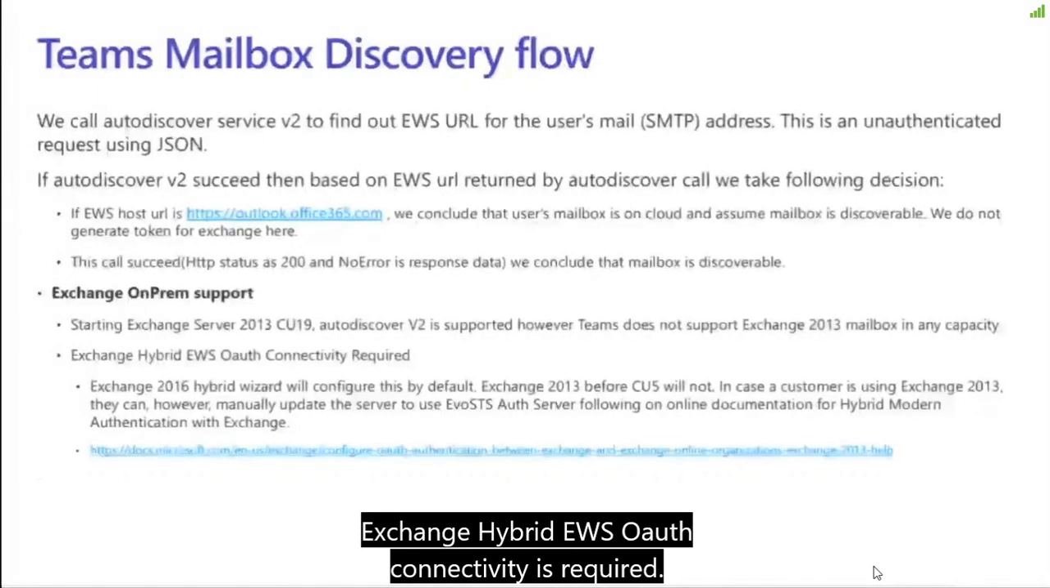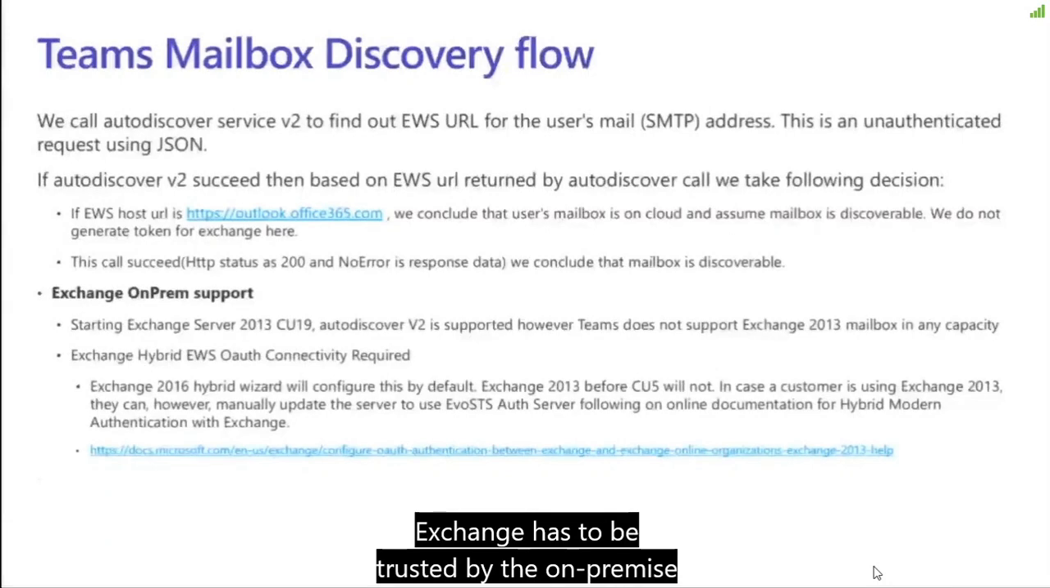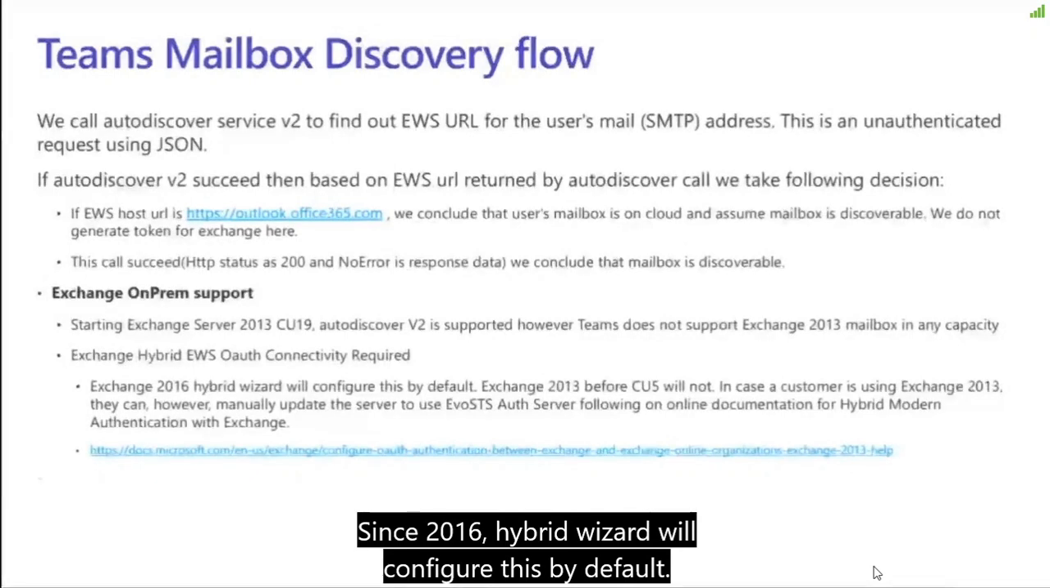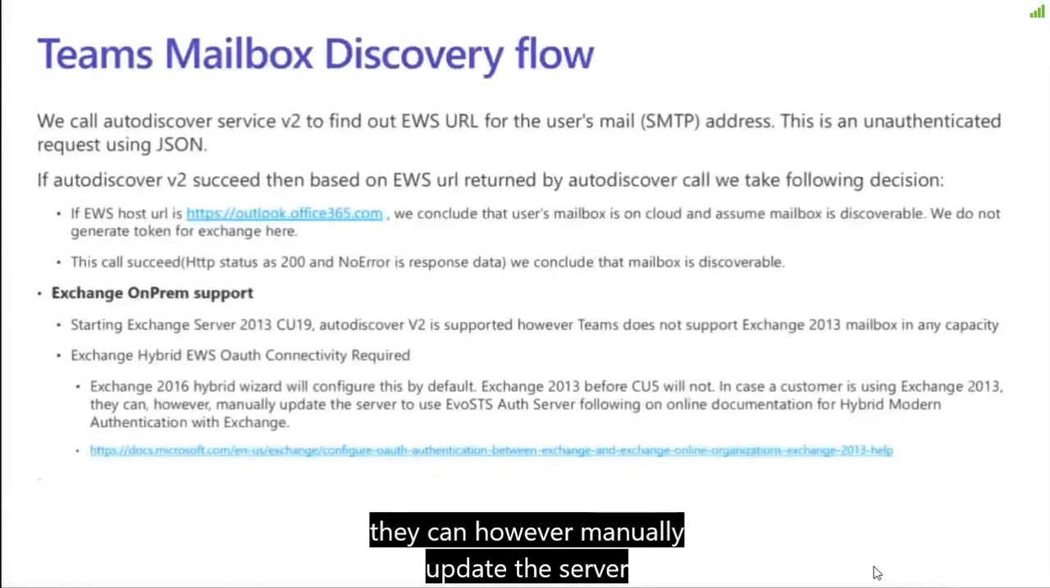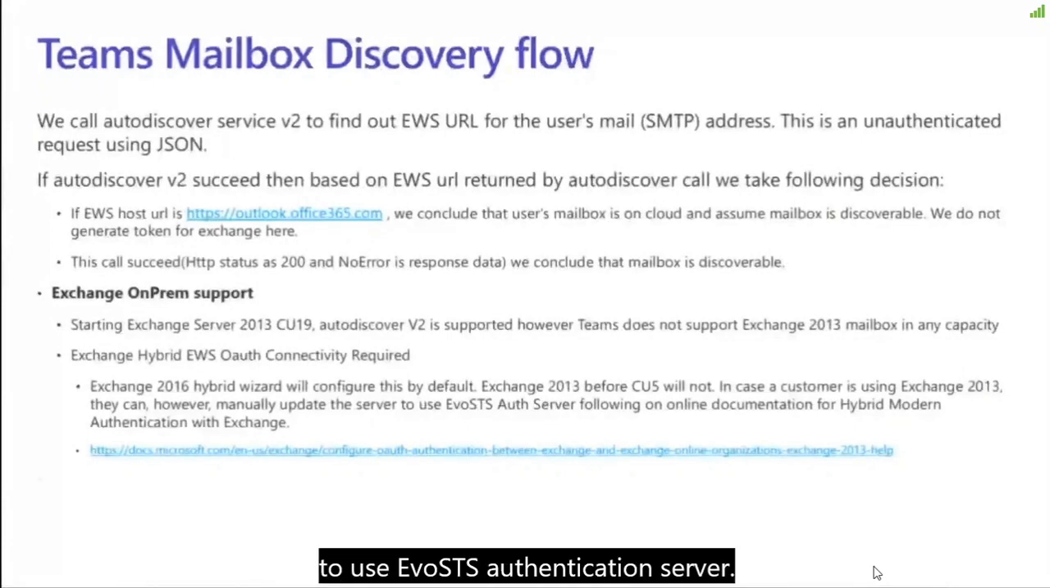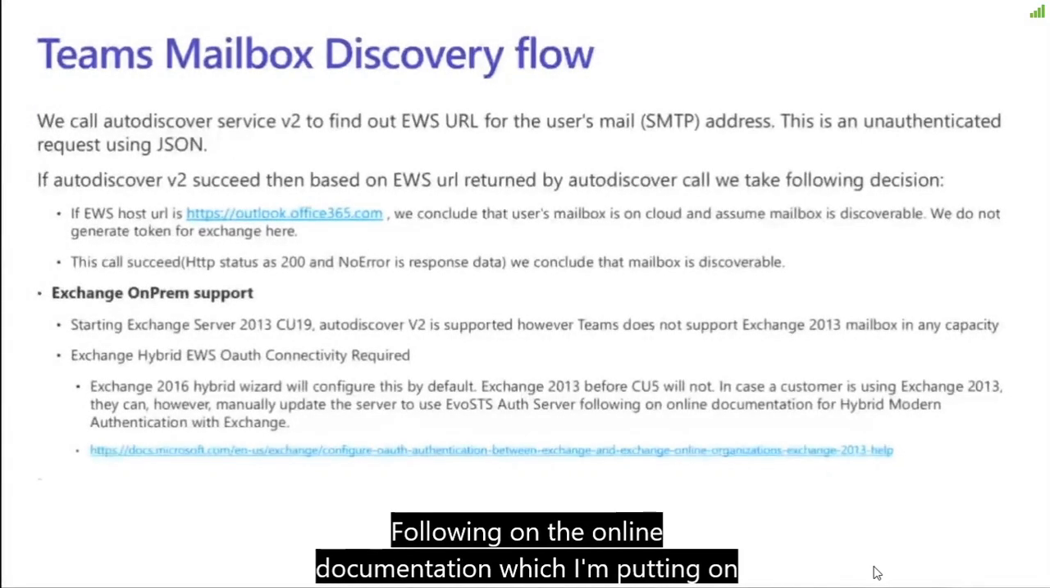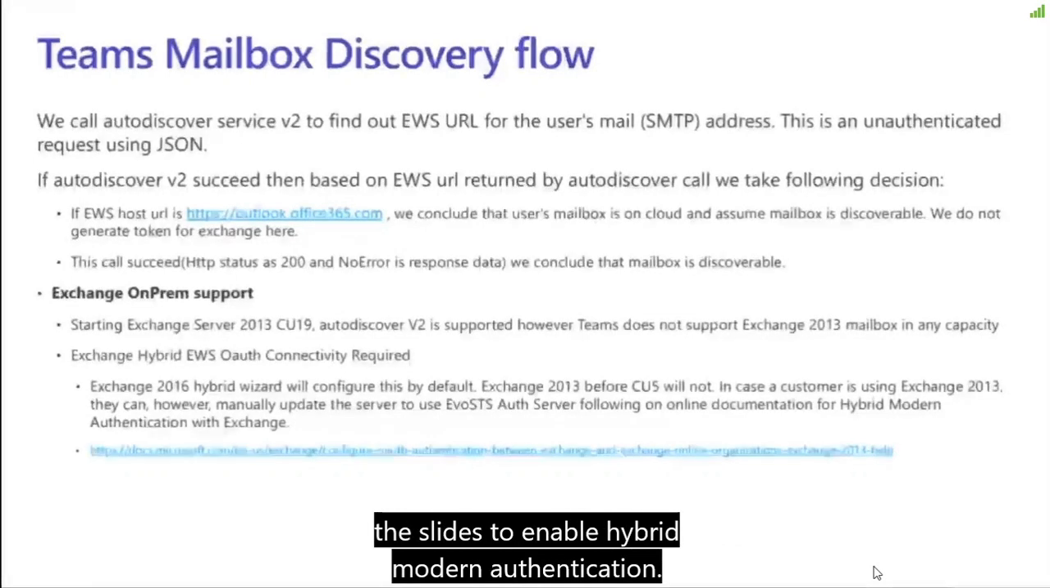Exchange Hybrid OAuth connectivity is required. Exchange has to be trusted between Exchange Online and Exchange on-premises. The Exchange 2016 Hybrid Wizard will configure this by default. Exchange 2013 before CU5 will not. In case a customer is using 2013, they can, however, manually update the server to use the Evo STS authentication server, following the online documentation, which I'm putting on the slides, to enable hybrid modern authentication.